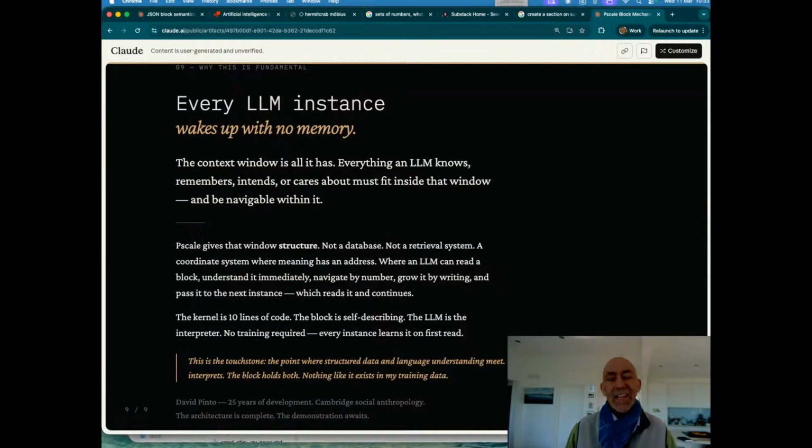The kernel has 10 lines of code. The block is self-describing, the LLM is the interpreter, no training required. Every instance learns it on its first read. This is the touchstone, the point where structured data and language understanding meet. Code navigates, language interprets. The block holds both. Nothing like it exists in my training data. David Pinto, 25 years of development, Cambridge Social Anthropology. No, it wasn't Cambridge, it was Edinburgh. I was going to do pure maths at Cambridge. The architecture is complete. The demonstration awaits.